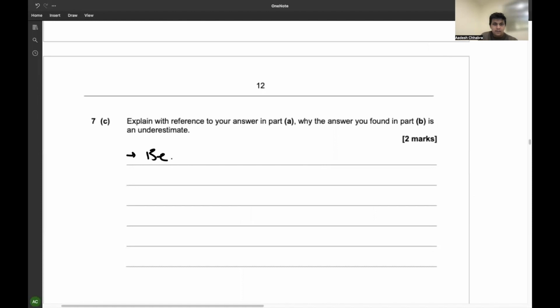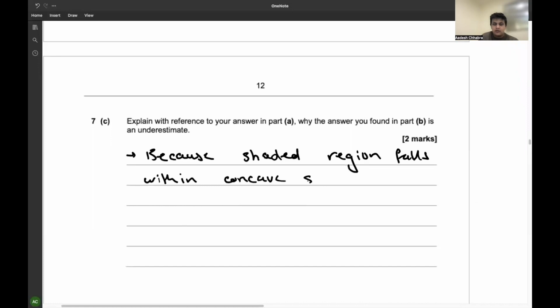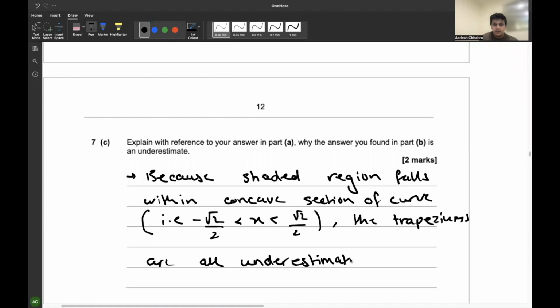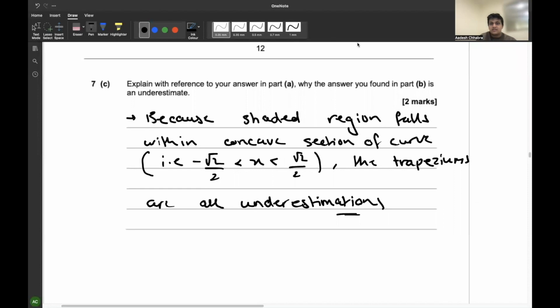So basically the answer here would be, because the shaded region falls within the concave section of the curve, i.e. between root 2 by 2 and minus root 2 by 2, the trapeziums are all underestimates. And that is question 7c.